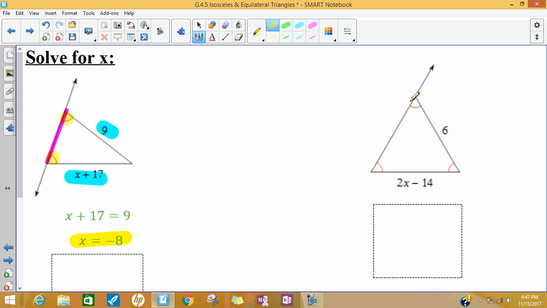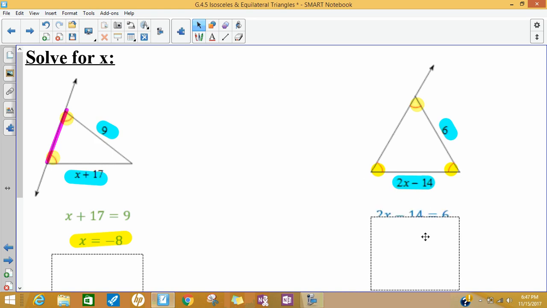In this triangle, I have three angles that are all the same. So that means this is an equilateral triangle. That means that all of the sides should be equal to each other. So I can write that 2x minus 14 is equal to 6. And I can solve to find that x is equal to 10.